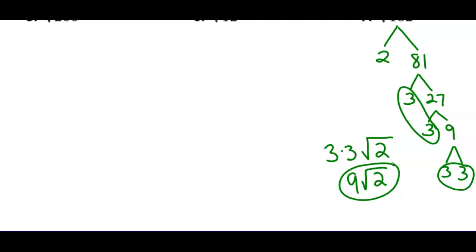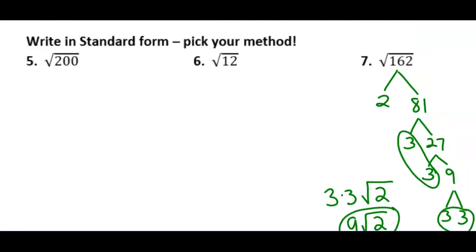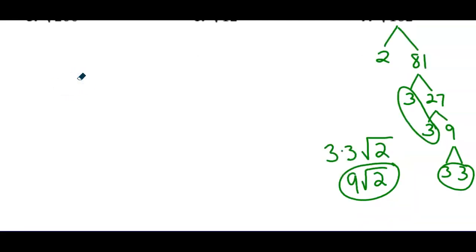Okay? So when you come to class, you're going to have 212 done, and you're going to have them written in radical form. If you want to do the tree, do the tree. If you want to do the perfect square method, do the perfect square method. Each of those have a perfect square in them.